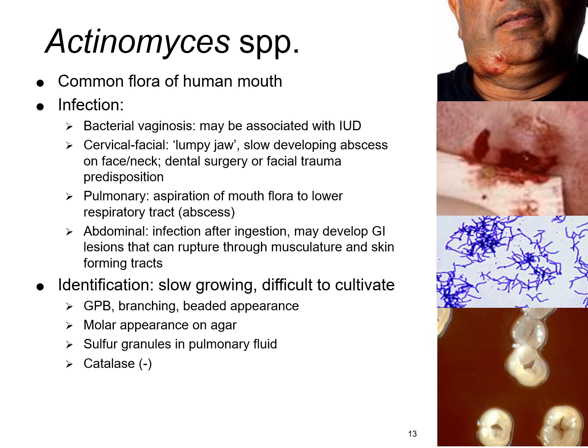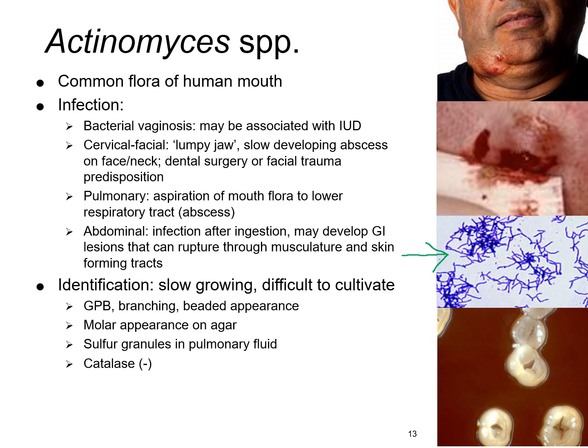Abdominal infections can occur after ingestion of the organism, and it can then develop GI lesions that can rupture and cause further complications. This organism is very slow growing and difficult to cultivate, but it is a gram-positive bacilli that causes a branching, beading type appearance. You can see here where this organism looks like several branches coming off of each other, or a root type appearance.